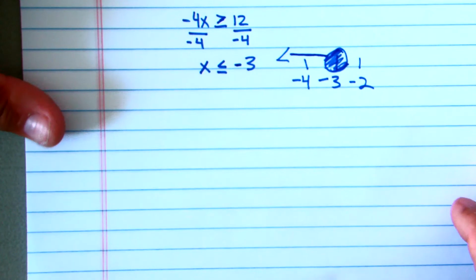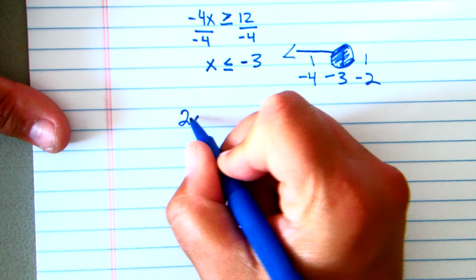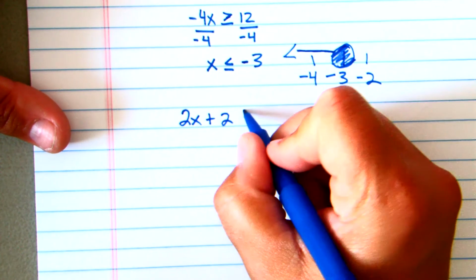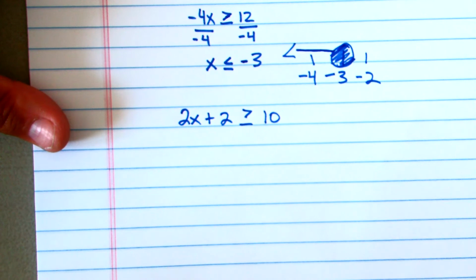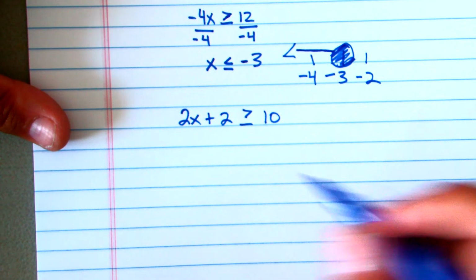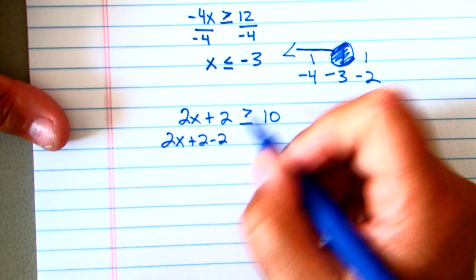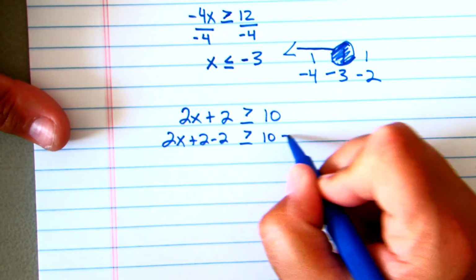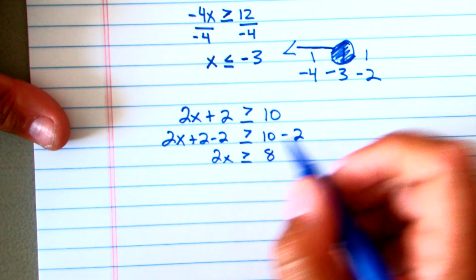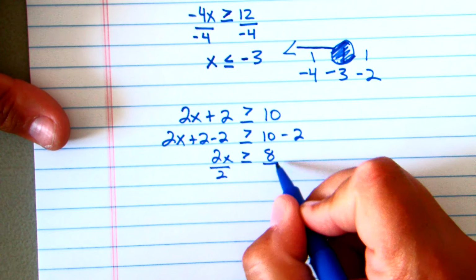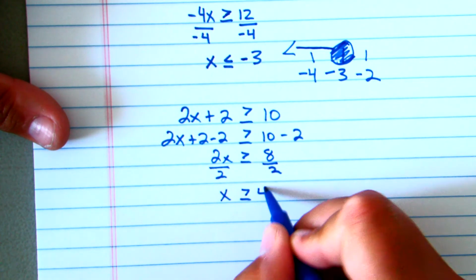Now, let's say for some type of bonus question, I gave you something along the lines of 2x plus 2 is greater than or equal to 10. Well, this is a two-step inequality. So we're going to solve it just like a two-step equation. We're going to subtract 2 from both sides. 2x is greater than or equal to 8. We're going to divide both sides by 2. We're not going to change our sign because 2 is positive. X is greater than or equal to 4.